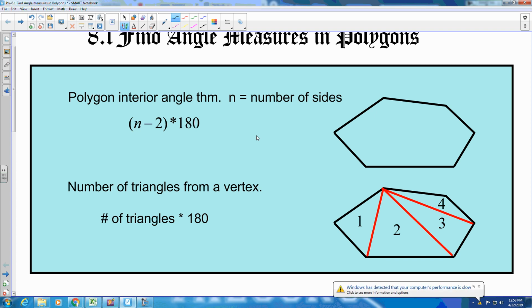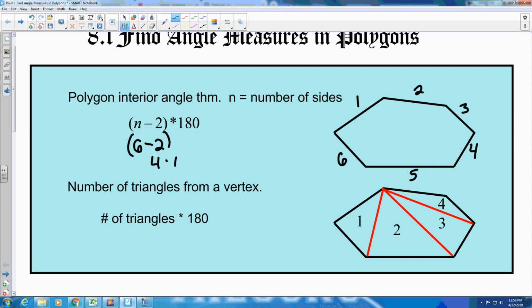One of the things you can do first is try to determine the number of sides it has. So if we look at this particular polygon, it's got 1, 2, 3, 4, 5, 6. All right, establishing that it has 6 sides, we can then use the polygon interior angle theorem. n in this case is going to be 6, so 6 minus 2 is 4, and 4 times 180 is going to give us the sum of all the angles.